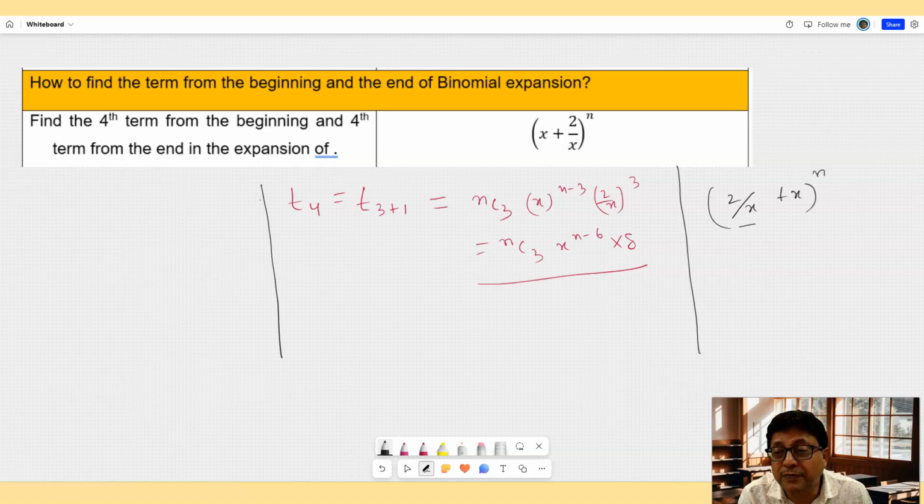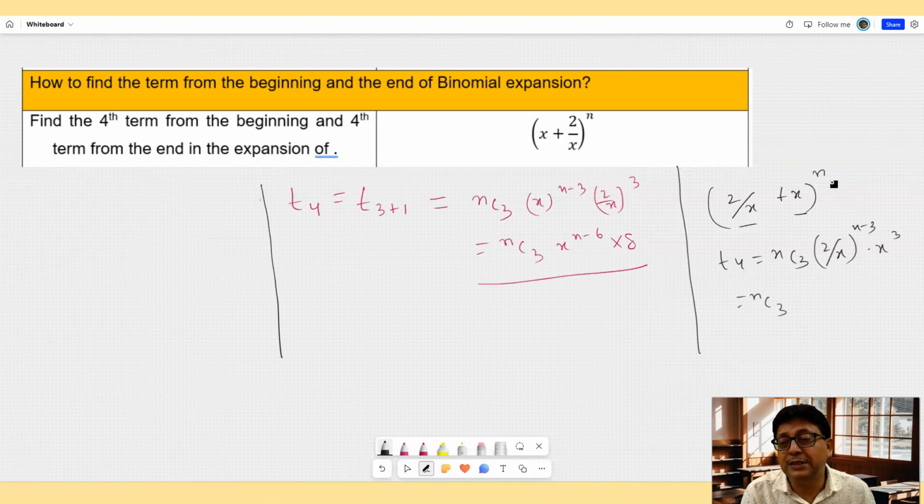So now we will find the fourth term from here, from the beginning, where 2 by x is the first term. So the required one is going to be nC3 (2 by x) to the power n minus 3 into x to the power 3. So this is nC3 2 to the power n minus 3, this into x cube.